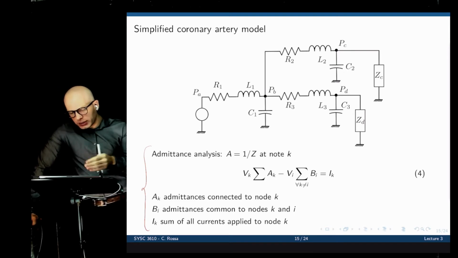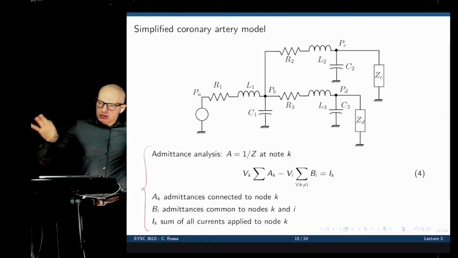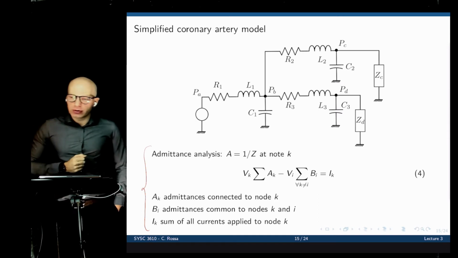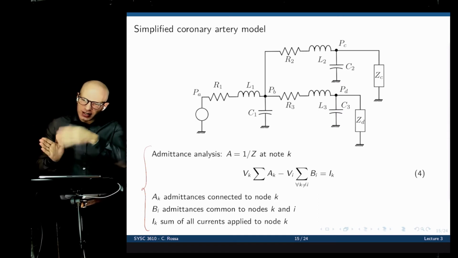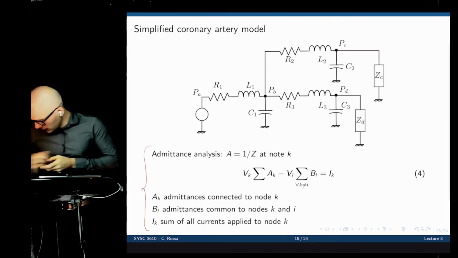What I want you to retain from this is how we went from a hydraulic system to the equivalent electric system, and then later we just need to solve for that electric system. The process of creating these analog systems is what I want you to retain from today's lecture.